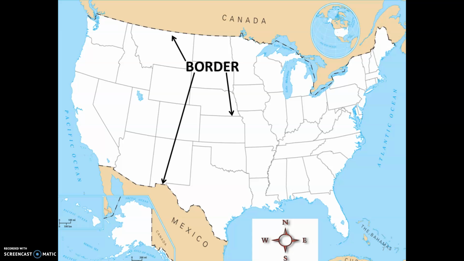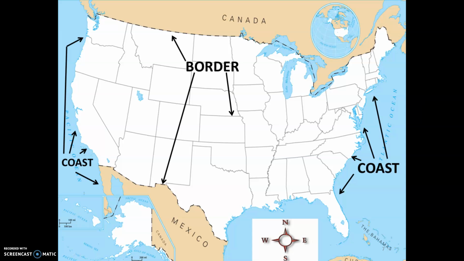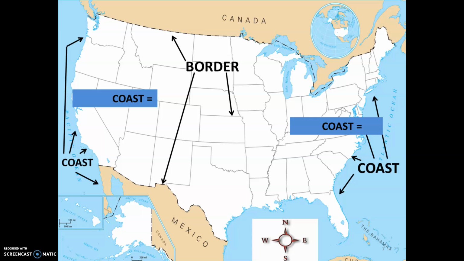Now that we know what borders are, what about these? These arrows are pointing to where the water meets or touches the land. What are these called? These are called coasts. So there are two coasts in the United States. Let's look at this one first. What coast is this? North, south, east, or west? Yes, it's the west coast. And what ocean is on the west coast of the US? The Pacific Ocean.